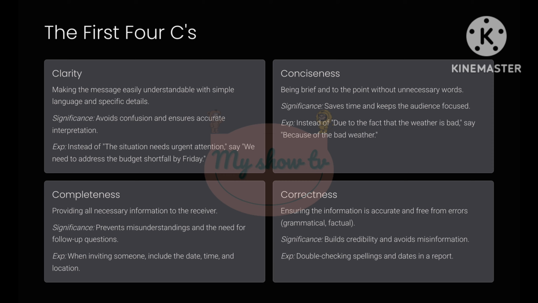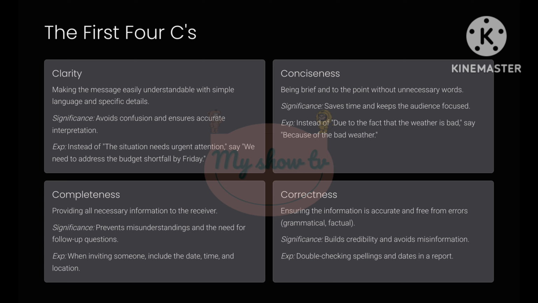First is clarity. When your communication has clarity, it means your message is easy to understand. You use simple and straightforward language, and you provide specific details rather than vague generalities. The significance of clarity is that it directly avoids confusion and ensures that the receiver interprets your message accurately, just as you intended. For example, instead of saying something like, "The situation needs urgent attention," which is quite vague, being clear would involve saying, "We need to address the budget shortfall by Friday," and perhaps explaining why it needs urgent attention and what actions are required.